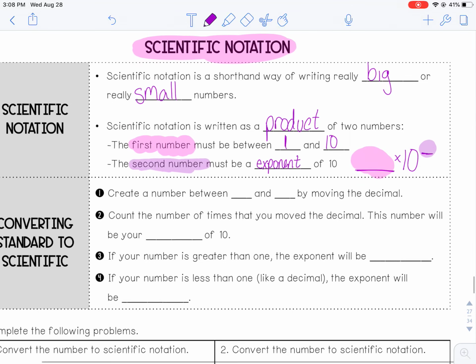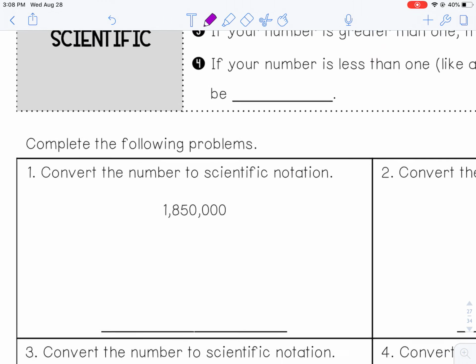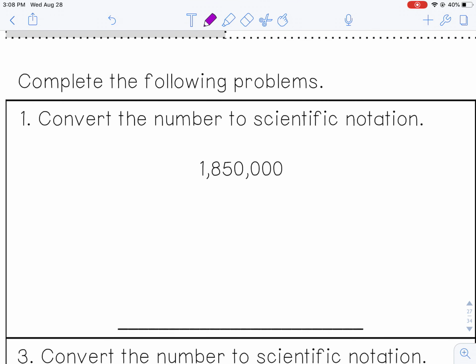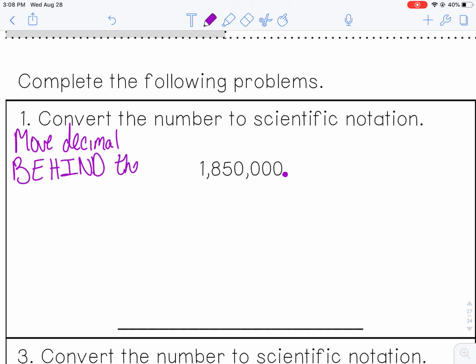The first thing we're going to do is create a number between 1 and 10 by moving the decimal. So if I'm looking right here at number 1, I'm going to make myself a little note. My decimal starts at the end. If I ever cannot see a decimal on a number, I'm going to assume it starts at the end. And I'm going to move the decimal behind the first counting number. That means if I'm looking from left to right, it's going to be behind the first number.